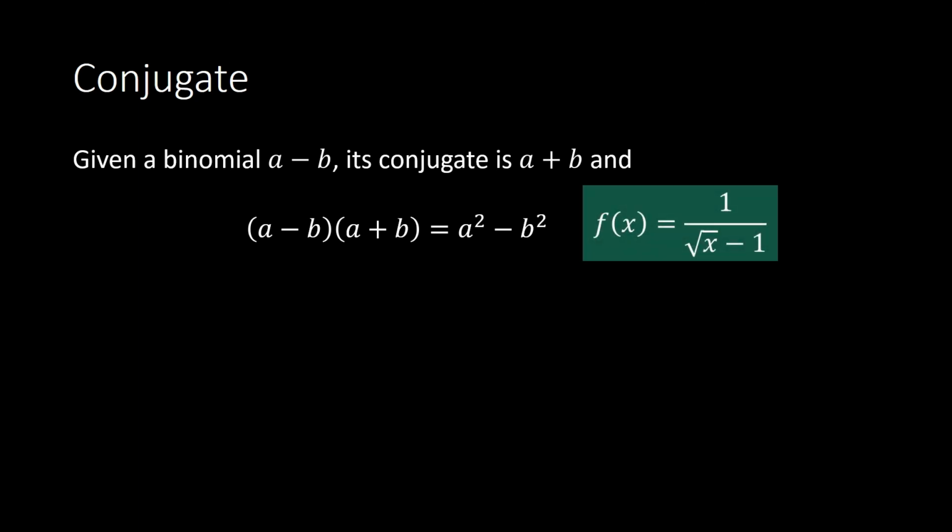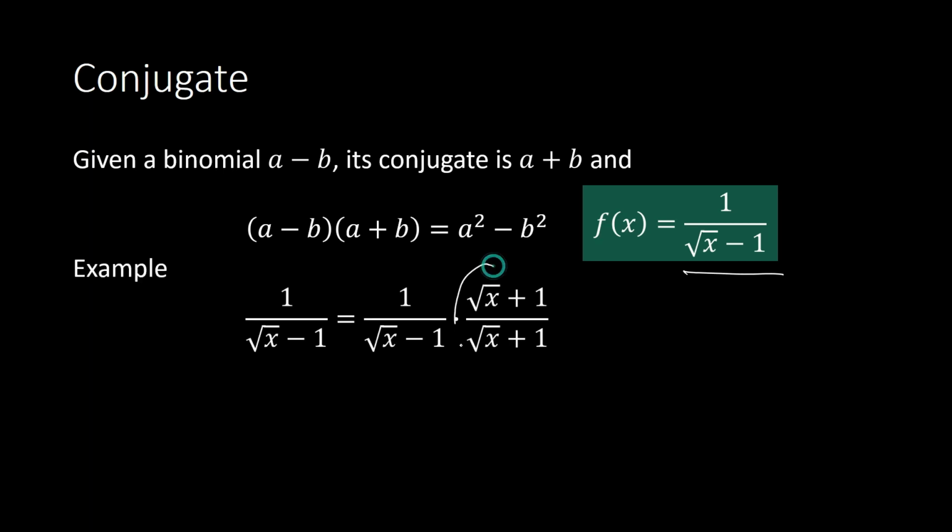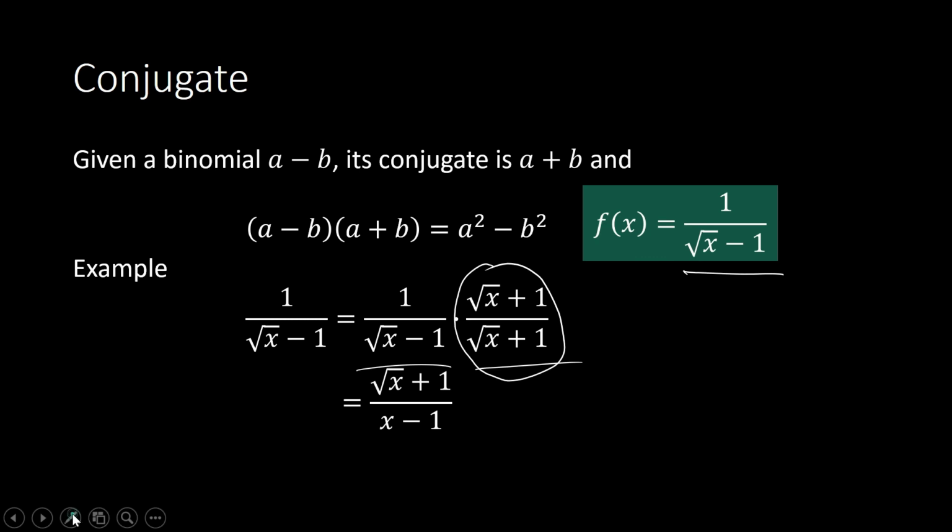So for example, we have this function 1 over square root of x minus 1. If you want to produce a function that is equivalent to this, but the denominator does not contain a radical function, what you can do is multiply this function by this one. So this one is just equal to 1, and by multiplying this to our function, we are not changing our function. But the good result of this is we produce an equivalent function where the denominator does not contain a radical function.